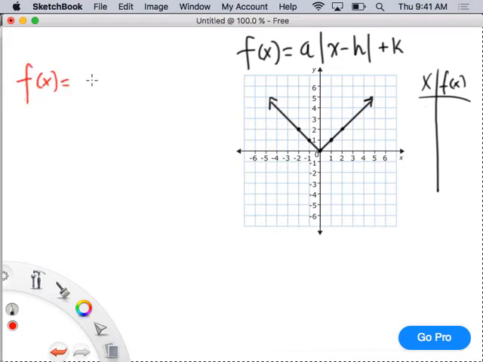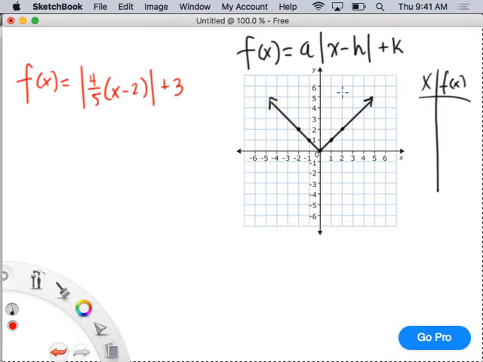f of x equals the absolute value of 4/5 x minus 2, plus 3. You look at that and you say, what? It looks completely different, and you're right. It's not in the form that we've been given here, so something's got to change. We've got to get it into that form if we want to use it, right? Well, here's a question. How do we get into that form? What do we do with this 4/5? Distribute it out. We can pull it out. 4/5 absolute value of x minus 2, plus 3.